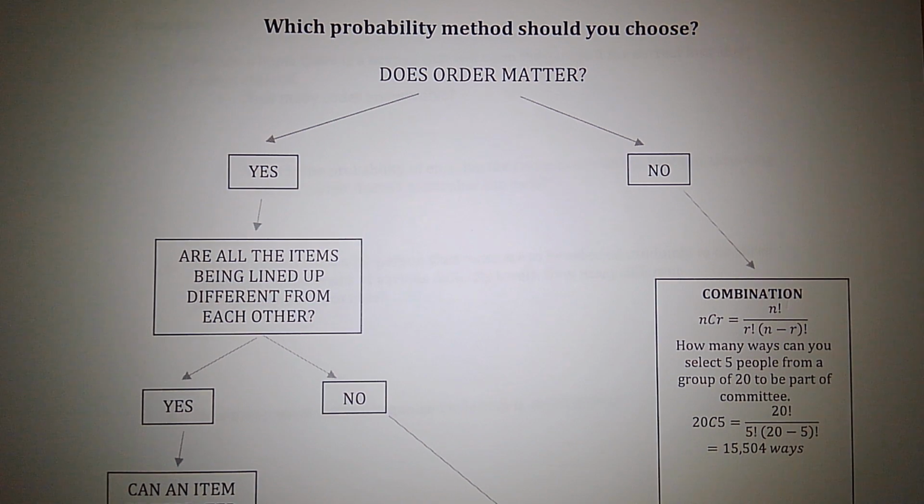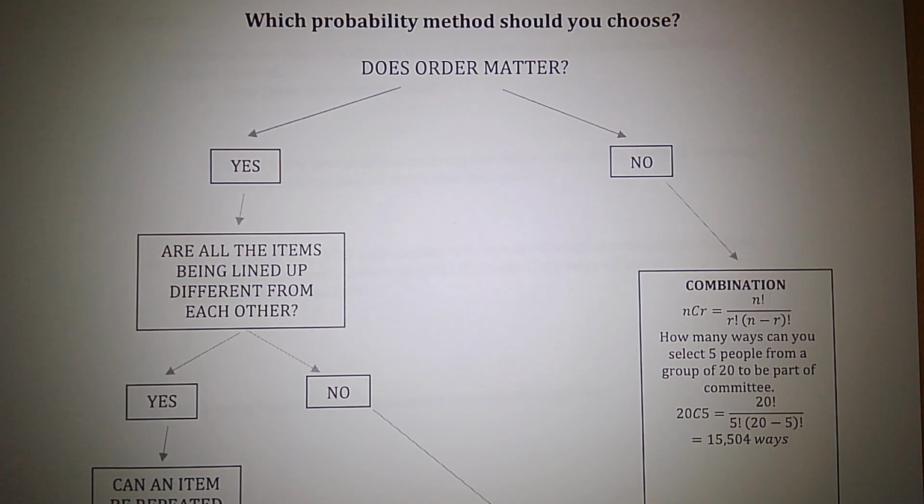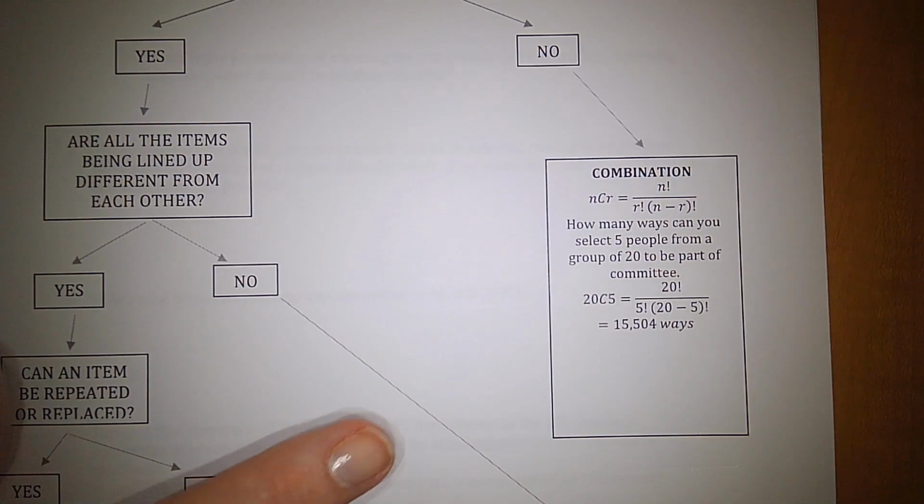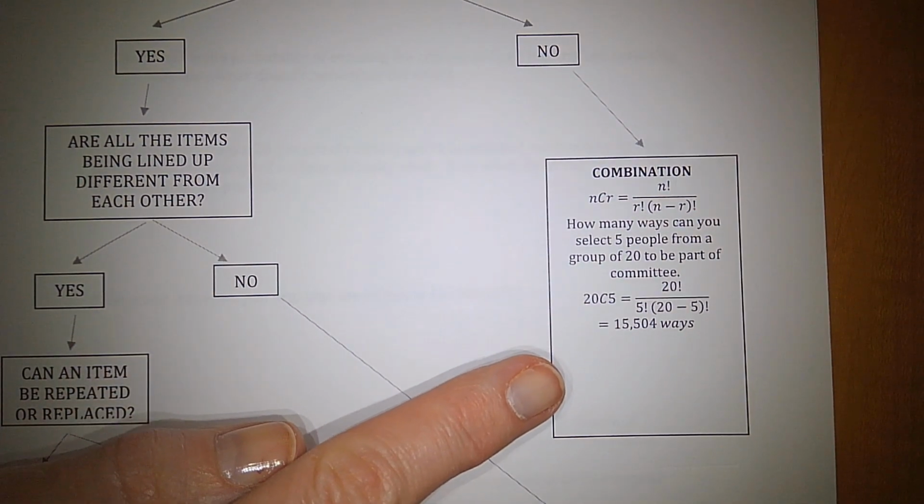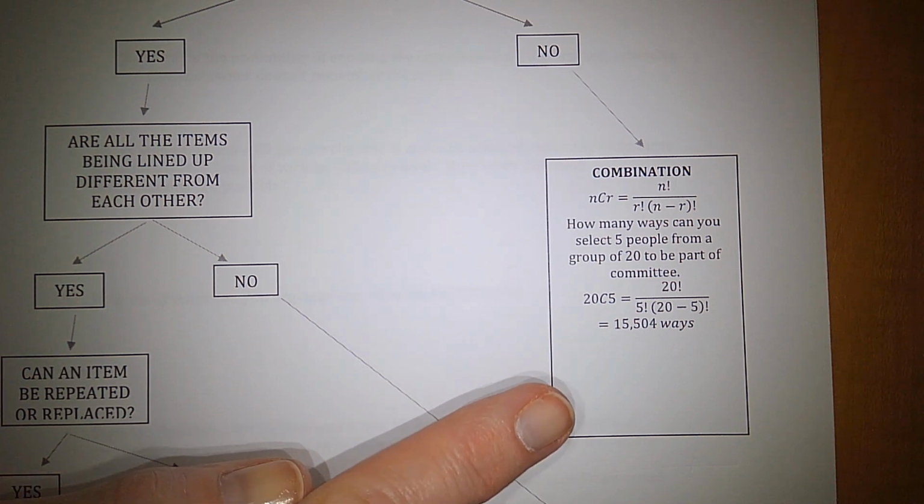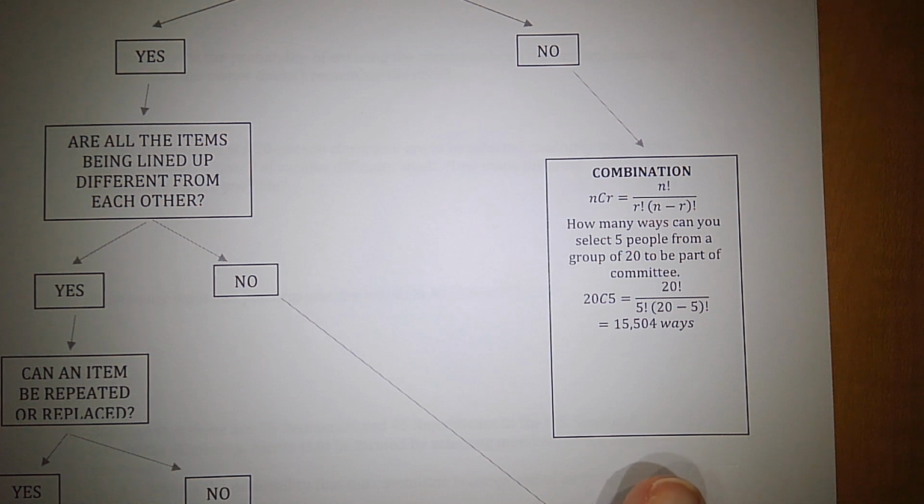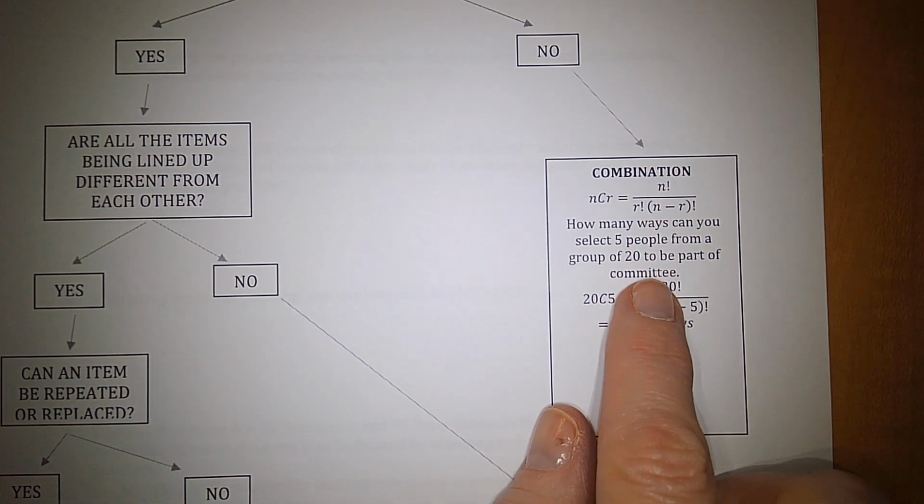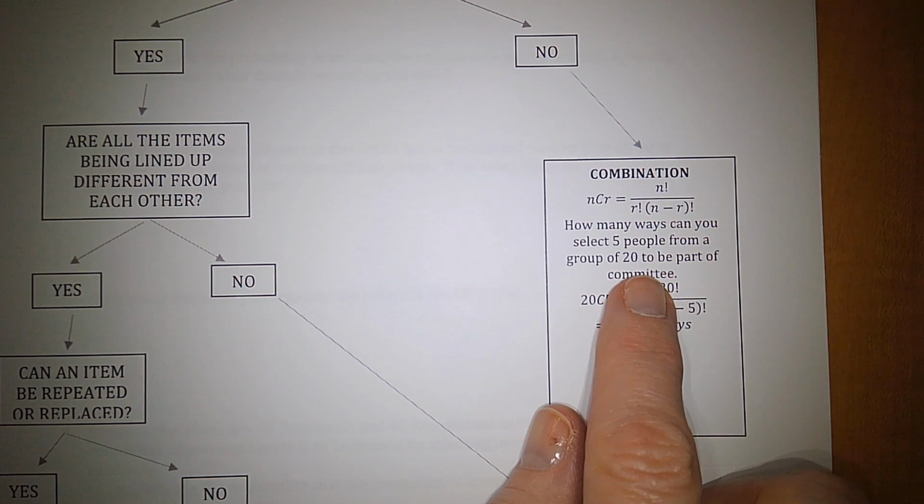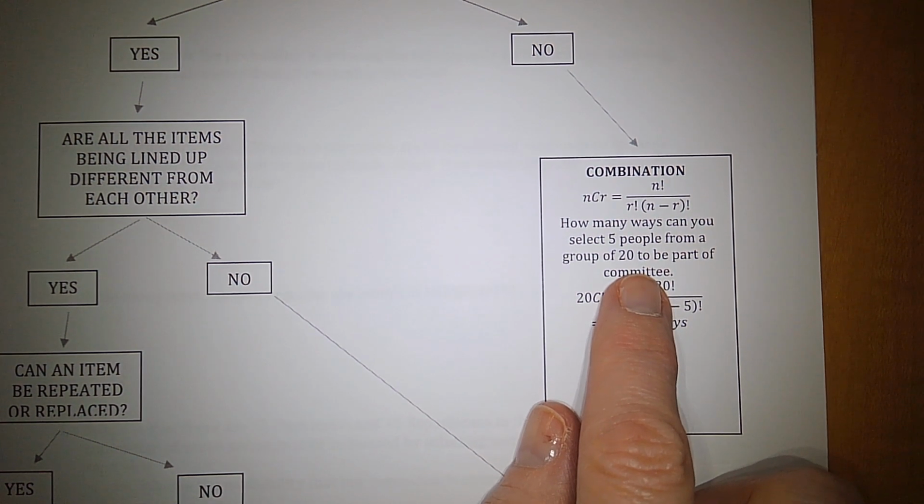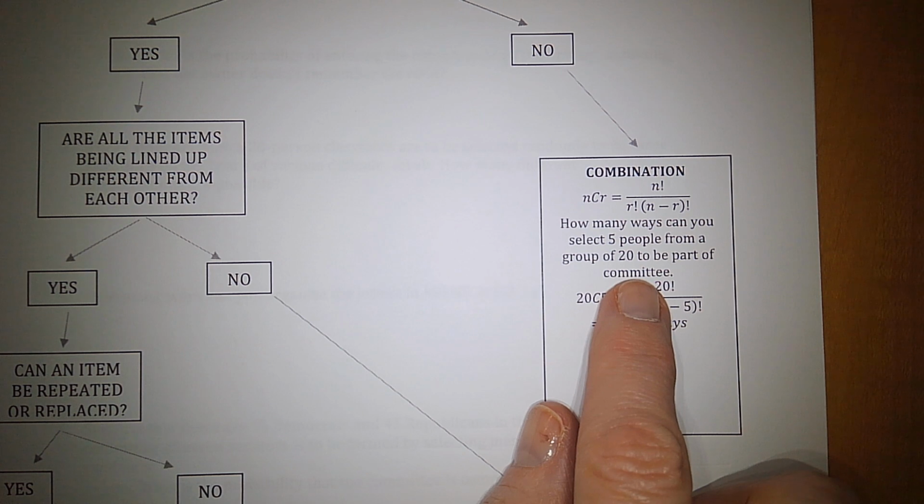So for example, the first thing, when you're asked a question, ask yourself if order matters. If order does not matter, you automatically have a combination. And that's the easiest one to find because it's the only one that you will ever have to use. So here's an example of how to use the combination formula. How many ways can you select 5 people from a group of 20 to be part of a committee?